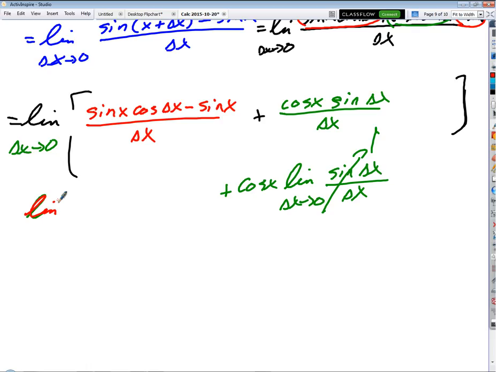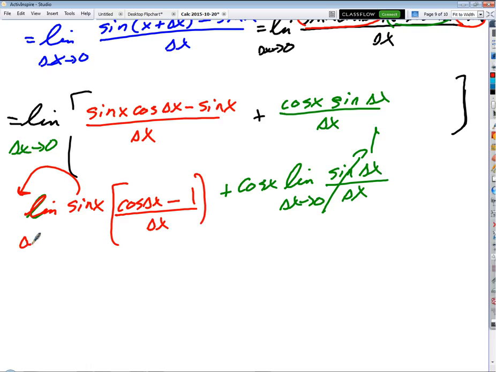The limit of, if I could factor sine x out, couldn't I? So I get the limit of sine x times, which I could pull out in front of the limit if I want to, there's no delta x's in it, times cosine delta x minus 1 over delta x, right? As delta x goes to 0, agreed? Okay. But where's the y?